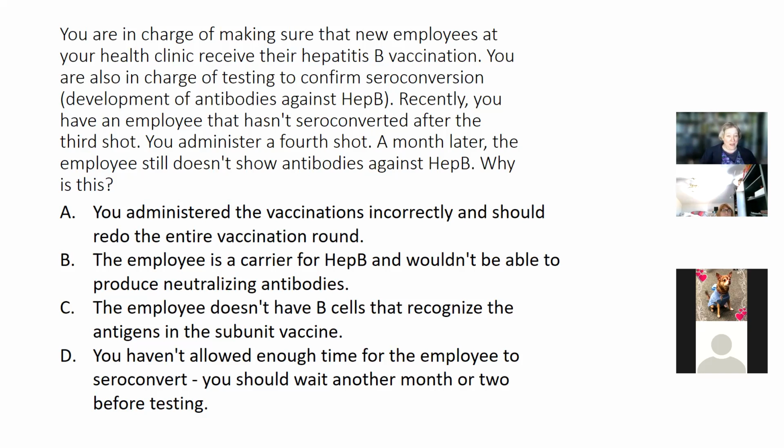For those of you that have not had the hepatitis B vaccination, it's a series of 3 shots. You administer a 4th shot. A month later, the employee still does not show antibodies against hepatitis B. Why? By the way, this does actually happen. It's rare, but it does happen.